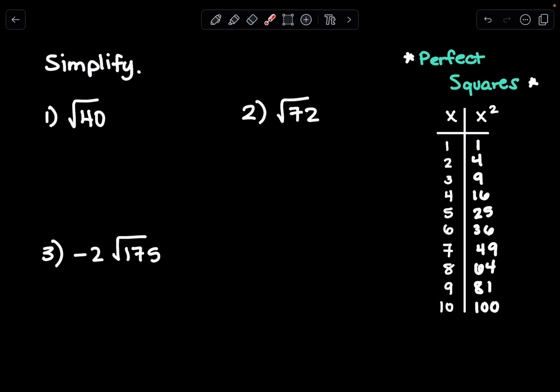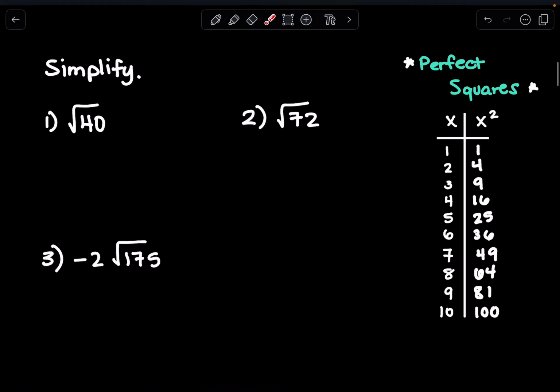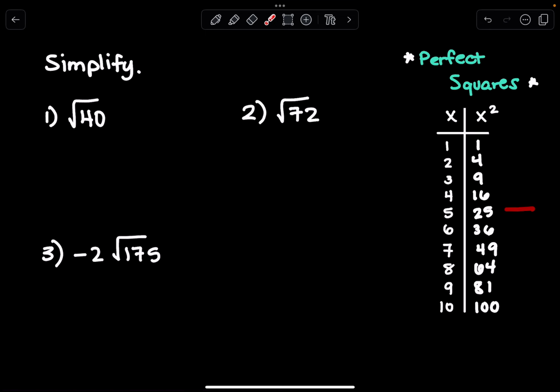So starting with the square root of 40, the very first thing that I'm going to do is take a look at my list on the right-hand side, and figure out which of these numbers goes into 40. So what I mean by that is, can I take 1 times something to get to 40? Can I take 16 times something to get to 40? What we want to do is find the largest. Okay, so working my way down, I know that 25 doesn't go in, 16 doesn't, 9 doesn't, but I do know that 4 goes into 40 evenly.